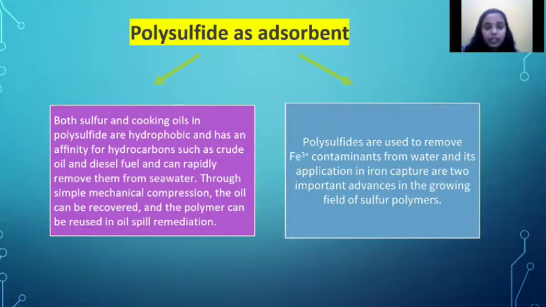Polysulfide so far has been applied to absorb oil from oil spill wastewaters, and also to absorb heavy metals such as iron contaminants in the wastewater. In this study, we have come up with a very new idea to synthesize polysulfide to absorb color from the effluents of wastewater.